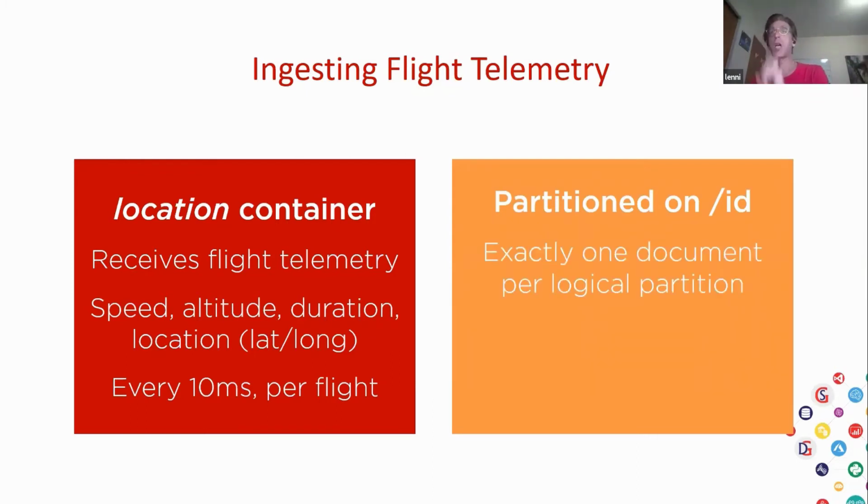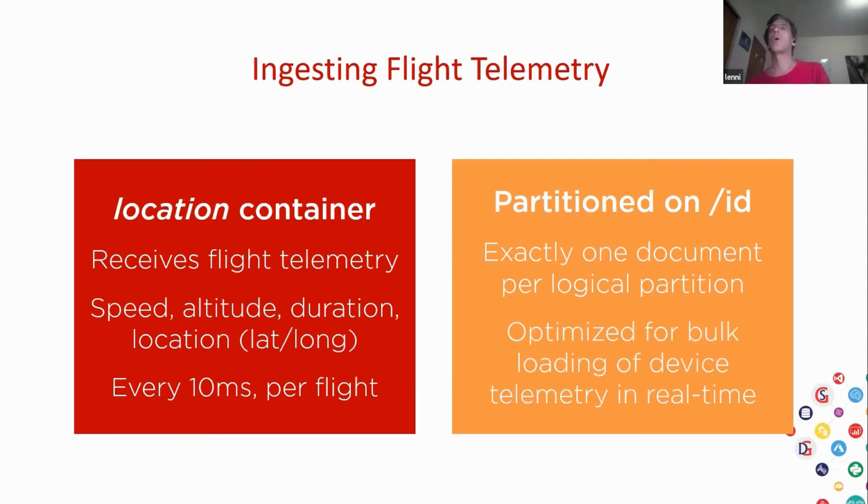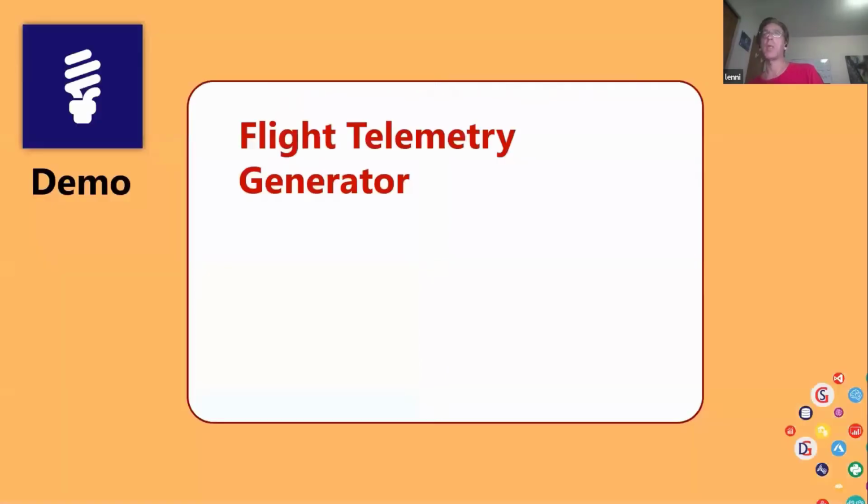Remember, that will give us one document per logical partition, not terribly efficient for querying unless you're doing a point read on a document, which is kind of difficult if the ID is a GUID, which it is. But it is optimized for bulk ingesting. And so that's why we're going with the ID property.